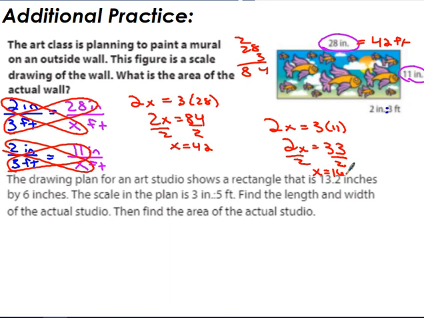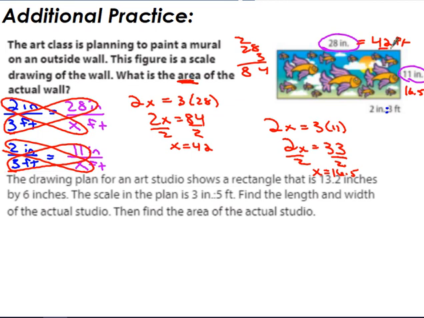Now the question is, what we did is we found the actual dimensions of the wall. The question is, what is the area of the actual wall? So to find area, we do length times width. So now this is where I would have to go off to the side and set it up as length times width.